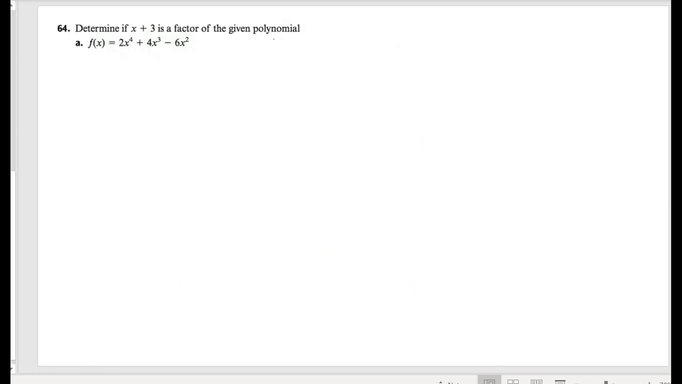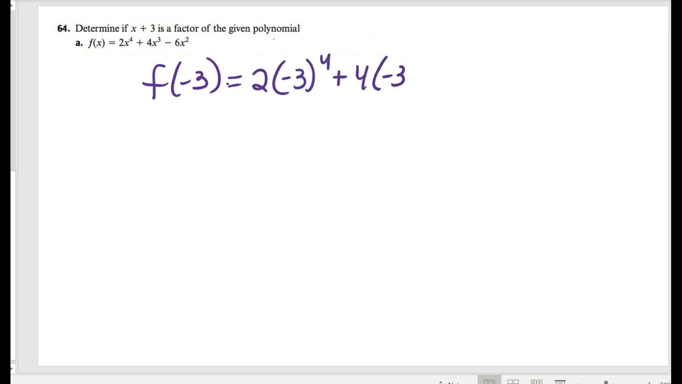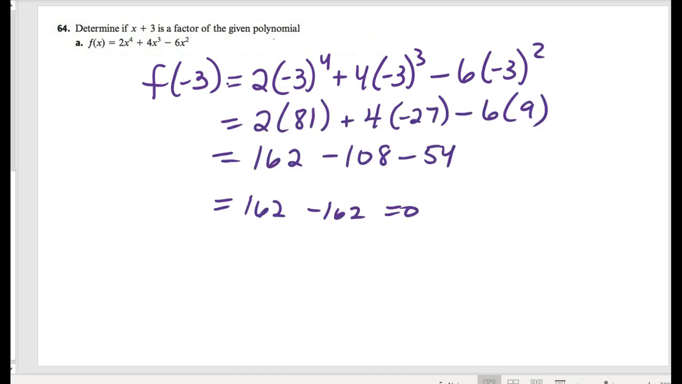Okay, and our last problem, we did one already like this, but we said that if x plus 3 is a factor, then if we put in a negative 3, the root that's associated with that factor, then we need to make it equal to 0, or it's not truly a factor. So I'm just going to go ahead and do it the same way we did it earlier. And we can use our calculators to see what this is. So f at negative 3 is equal to 0, so yes, it is a factor.